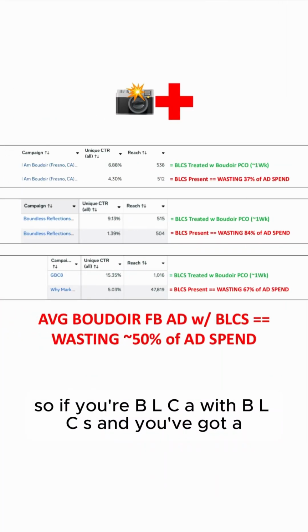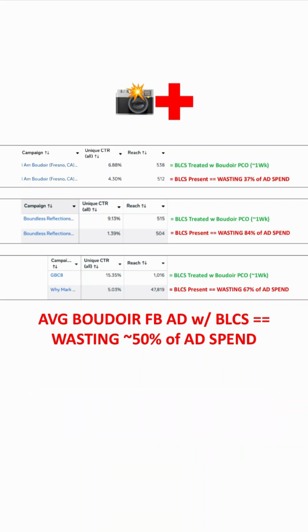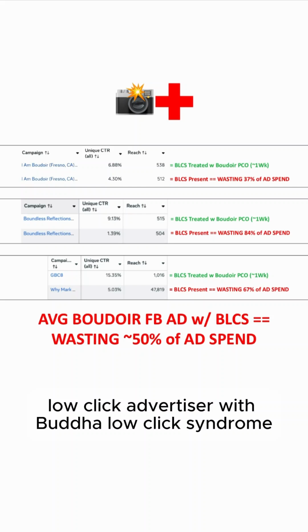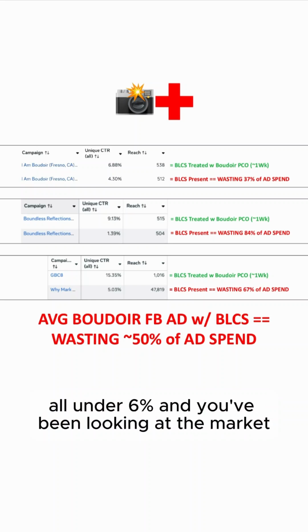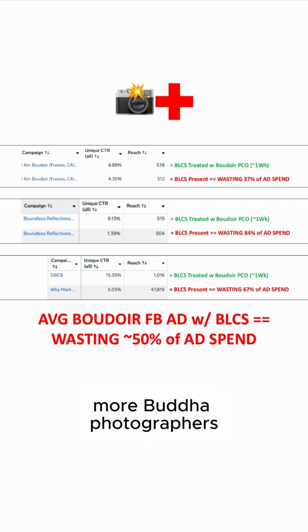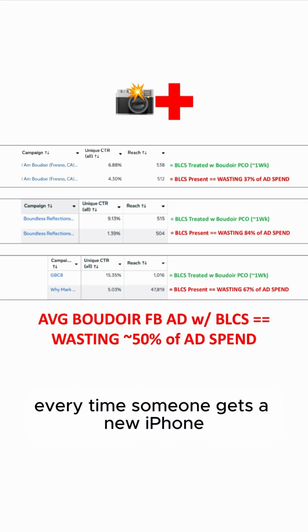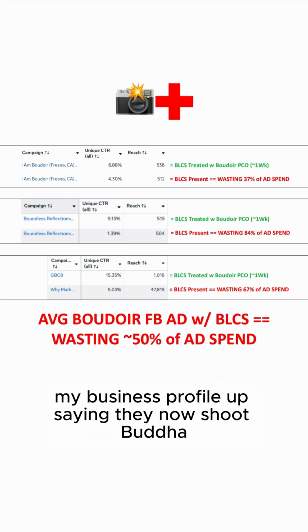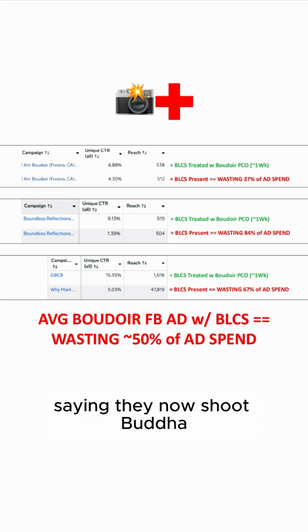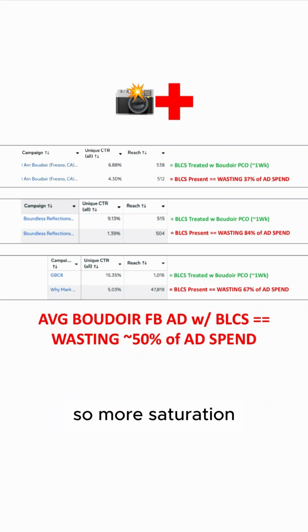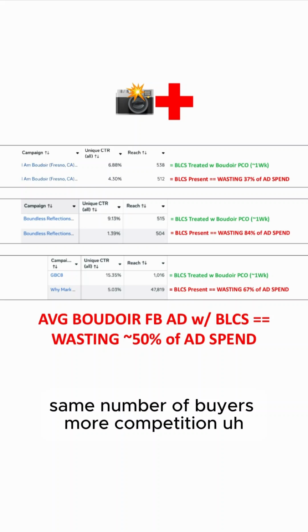So if you're a BLCA, a Boudoir low click advertiser with Boudoir low click syndrome, so your Boudoir Facebook ads have a unique CTRL under 6%, and you've been looking at the market, seeing it get more and more saturated with more boudoir photographers. Every time someone gets a new iPhone, they're putting their Google My Business profile up saying they now shoot boudoir. Every time someone gets a new camera, they're posting in the mom groups saying they now shoot boudoir. So more saturation, same number of buyers, more competition.